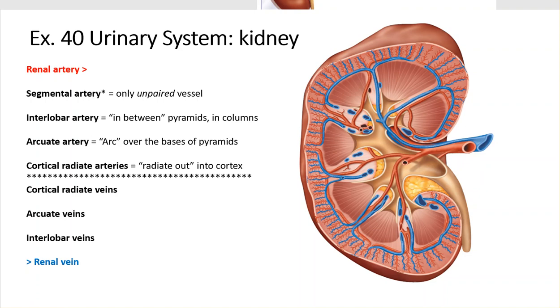Arcuate arteries are going to arc over the base, or the wide end, of the pyramid. Arcuate are going to go right there. And then cortical radiate are all of these arteries that are radiating out in the cortex.